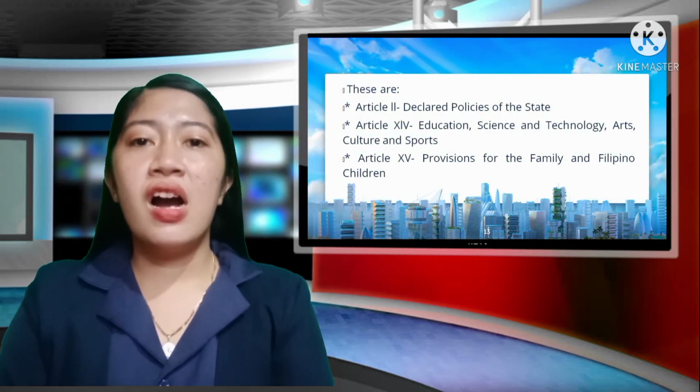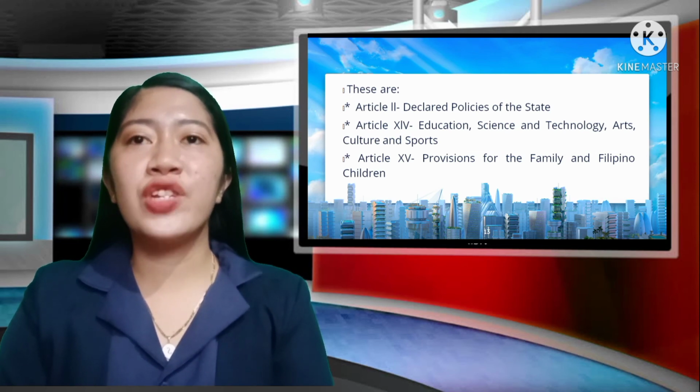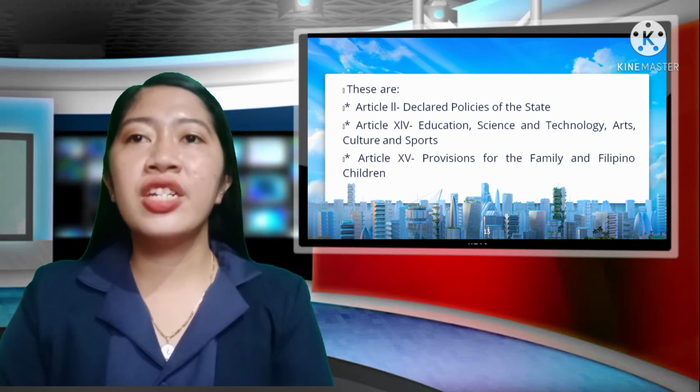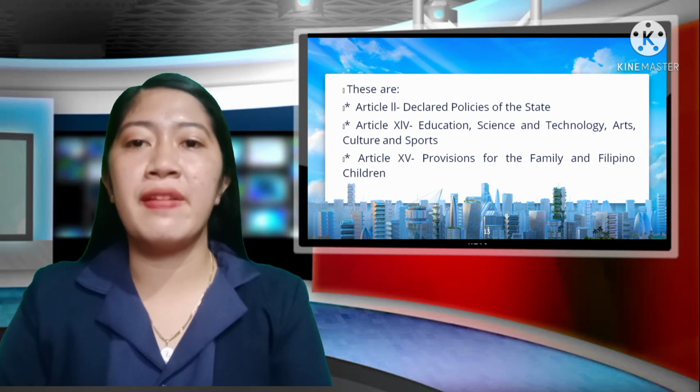These are Article 2, Declared Policies of the State. Article 14, Education, Science and Technology, Arts, Culture, and Sports. Article 15, Provisions for the Family and Filipino Children. These three specific articles are with concern to the educational system in the Philippines. It tackles certain direct and indirect concerns within the scope of our educational system.